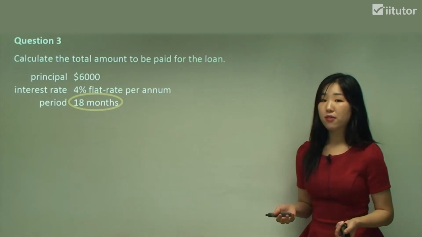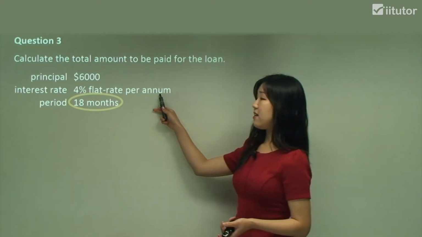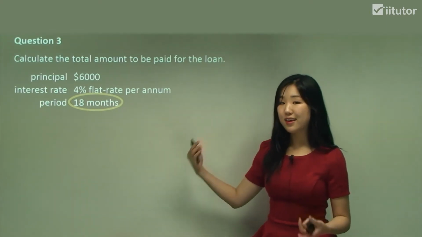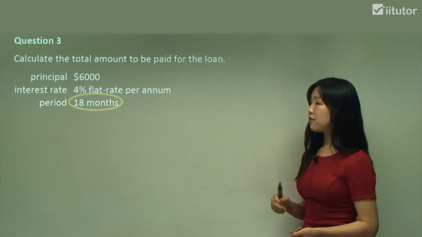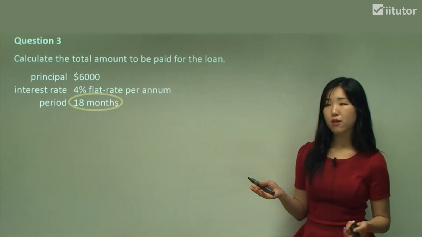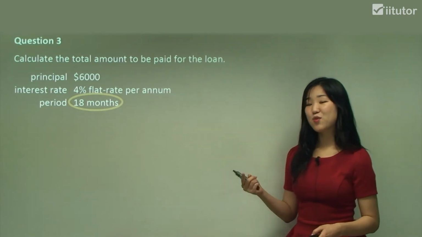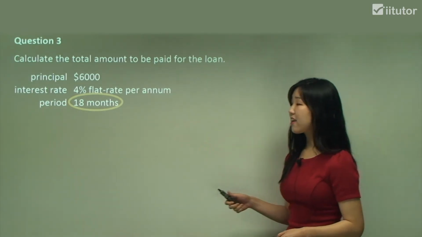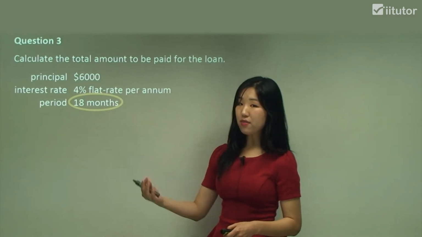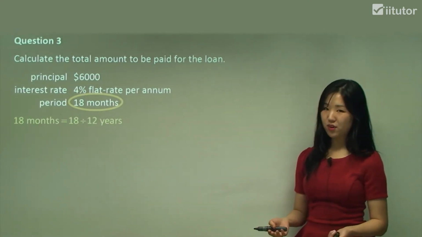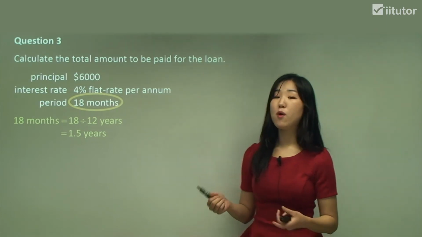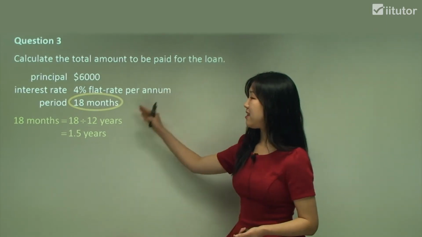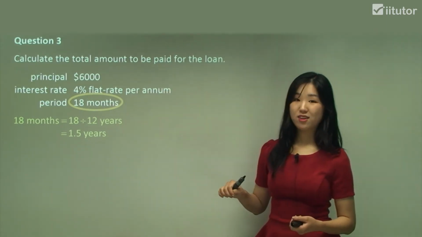The period is in months and the interest rate is per annum, a yearly rate. So we have to do some conversions to start off with. So how many months in a year? There's 12 months in a year. So to calculate how many years in 18 months, we simply divide it by 12, don't we? And get 1.5. So the period is now going to be 1.5 years, and you can see now that it matches with the interest rate unit.